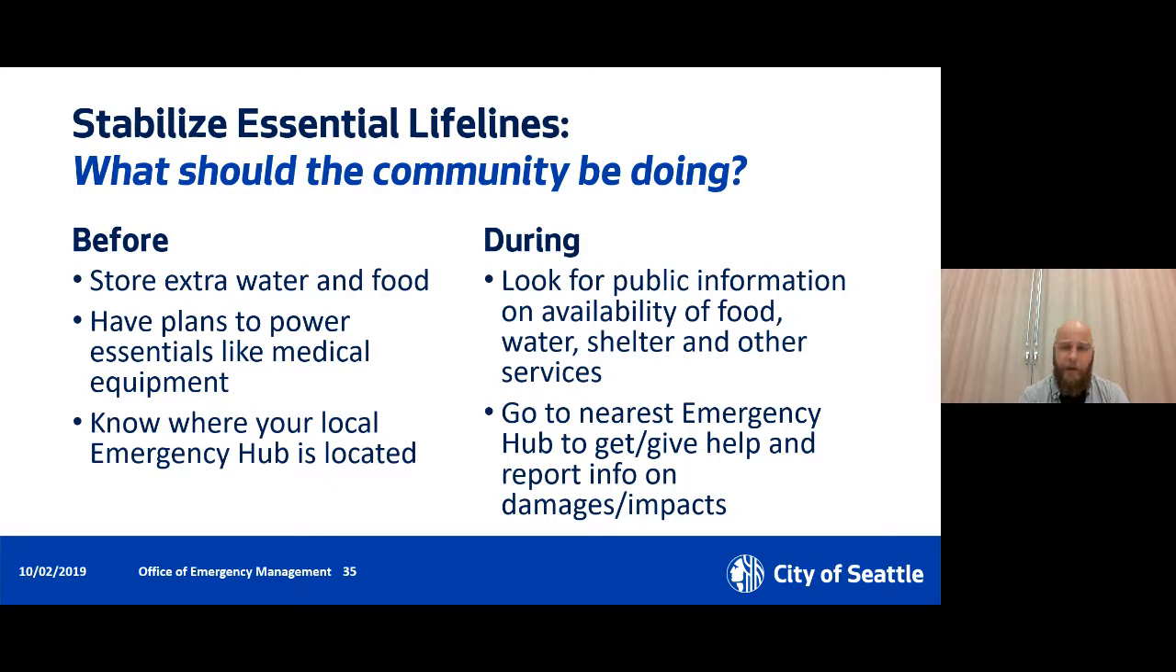And then during the event, start looking for information on the availability of food, water, shelter, and other services, and go to your emergency hub. So know where it is beforehand, because you may not be able to look it up at the time. And if we can't be pushing things out through traditional media and communication methods, then potentially we can get that information to emergency hubs through amateur radio or other means. So you can go there to figure out what services are available to you.